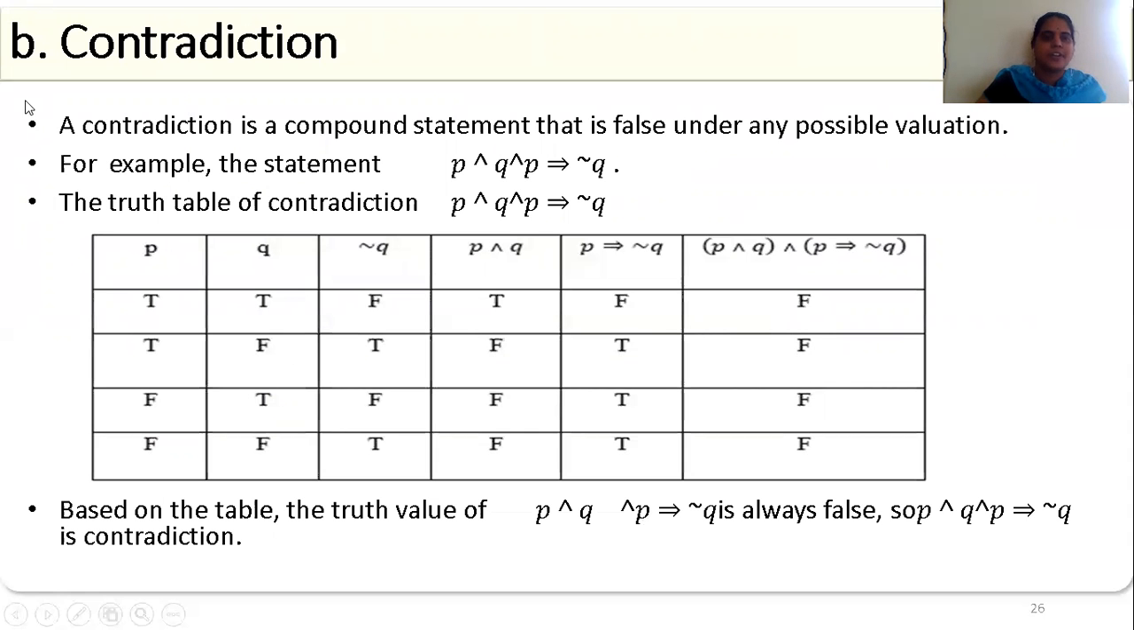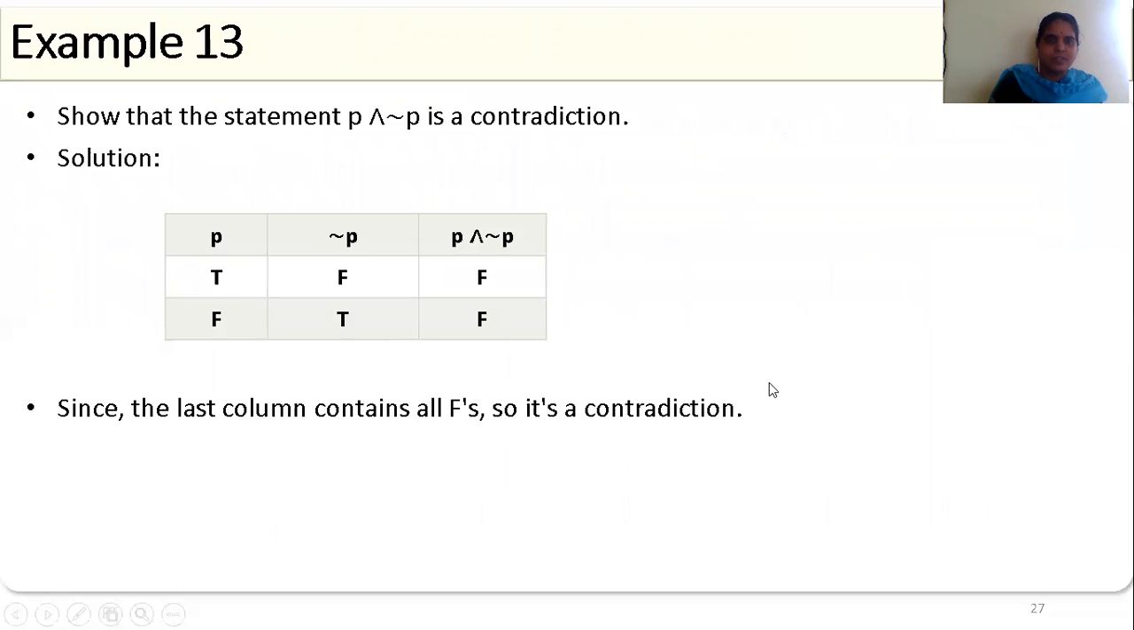Next is contradiction. A contradiction is a compound proposition that is false under any possible valuation. In this case, we can observe for the given proposition, in the last column, all the truth values are F. So we can say that this proposition is a contradiction. Same example you can consider here. In the last column for this given proposition, all are false.